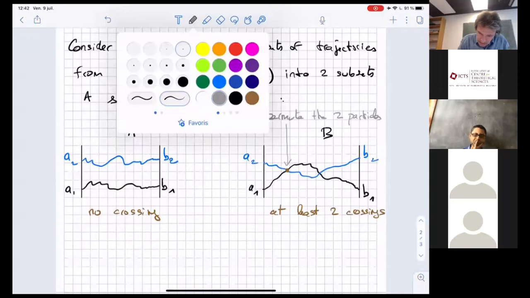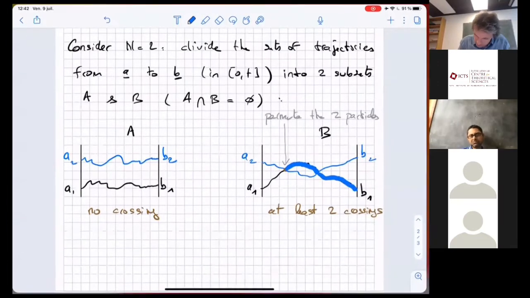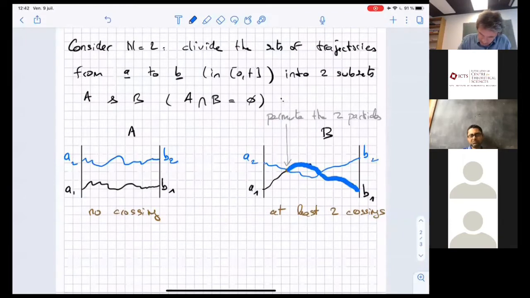So what does it mean? Well, it means that basically at this point, this trajectory actually becomes a blue one. And the other one becomes black. So now if you look at the trajectories that you get, you have now a new set of trajectories, but what you see is that now this one is a trajectory where you start from A1 and you arrive at B2, while the blue one starts from A2 and arrives at B1.